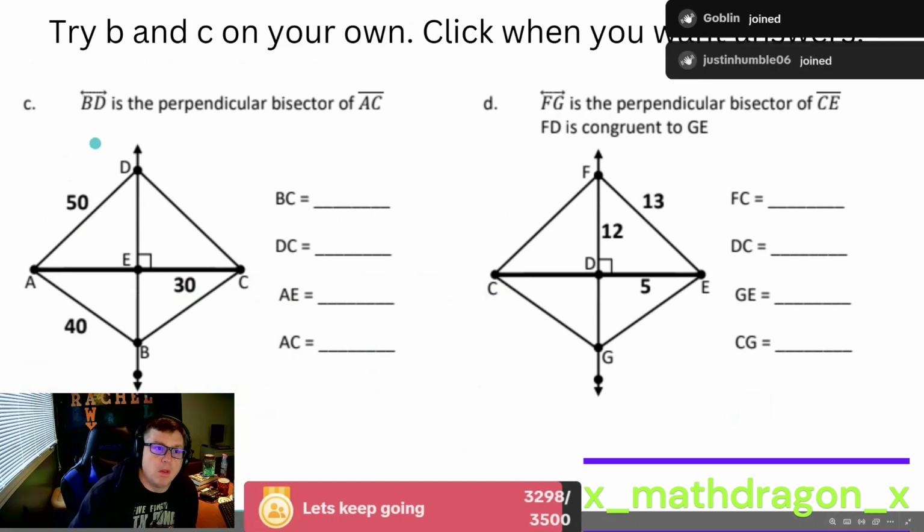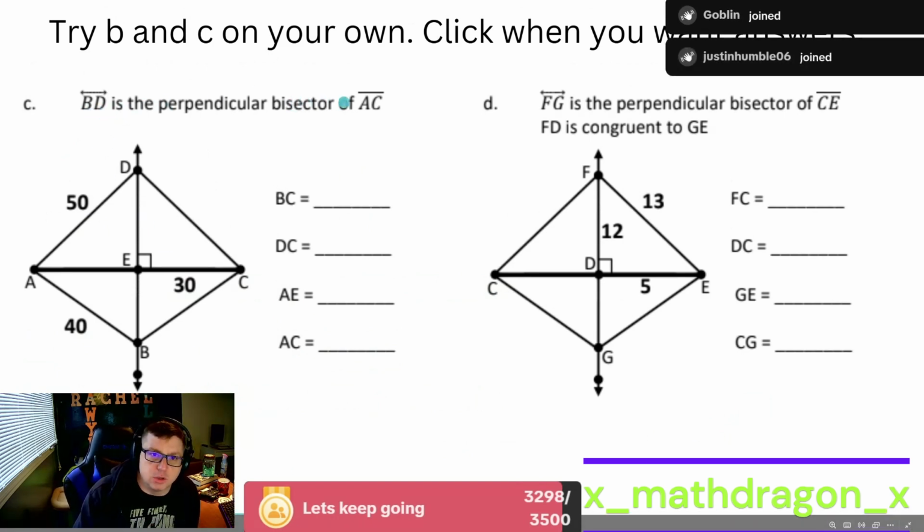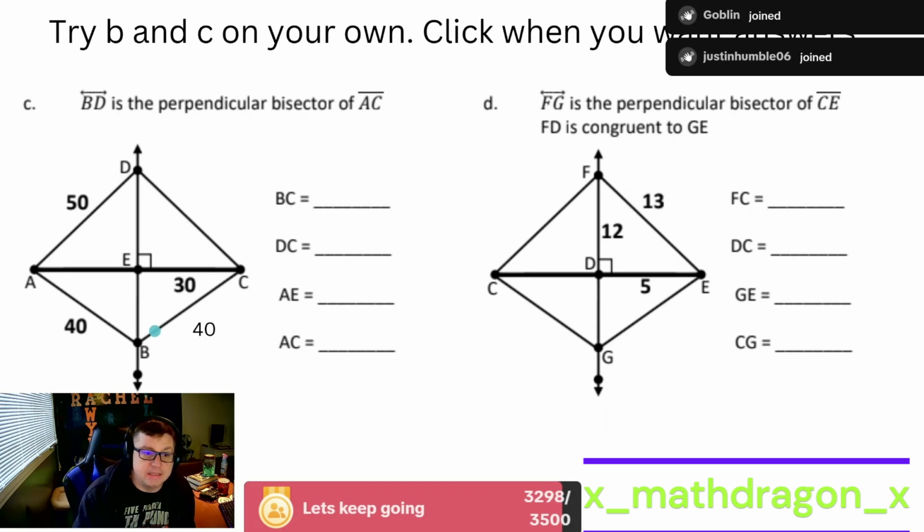Let's try the next one. If BD is perpendicular to AC, so BD is a perpendicular bisector to AC. So then, if this side is 30, that side we know, but we're looking for BC. Well, they said AB is 40, so BC should also be 40. And then DC is going to be the same as what's on the flip side, which is 50. And then AE is going to be the same as EC, so 30 and 30.